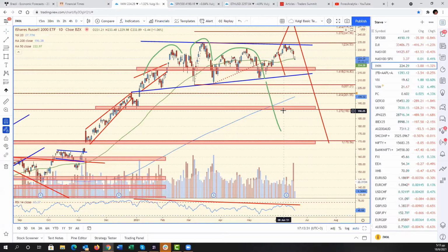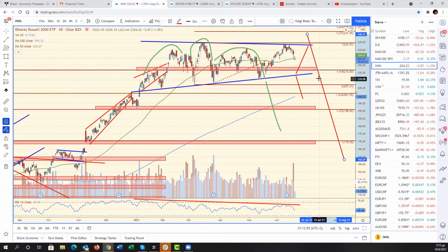For the time being, the move lower unfolds in a very orderly manner. So keep that in mind, right? In the case of the IWM specifically, I think there is no technical event to talk about as long as we trade above something like 213, 214. Okay.